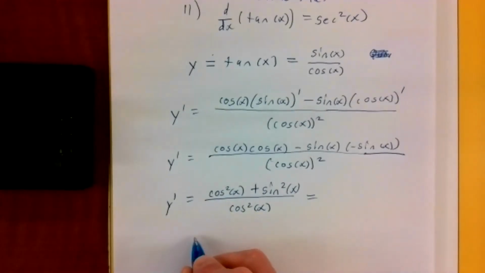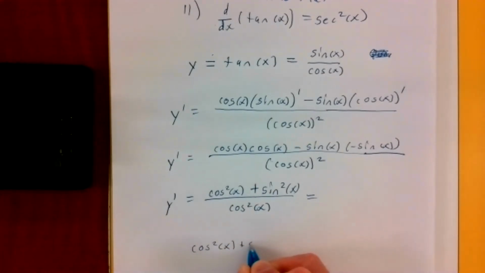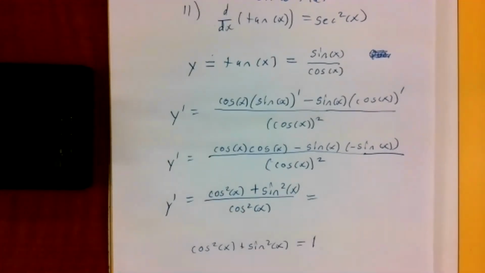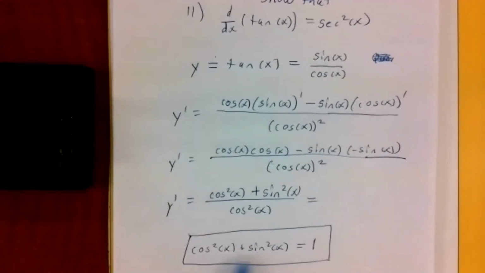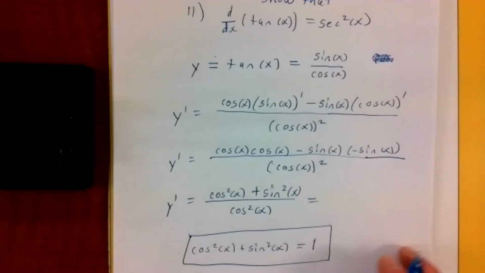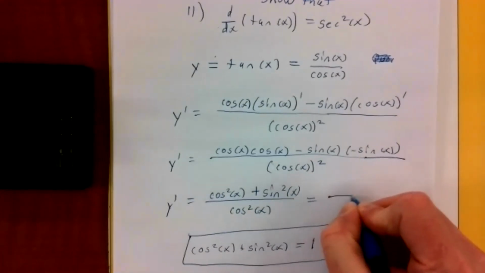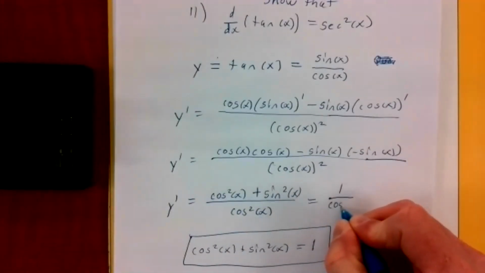But there's a rule in trigonometry, the Pythagorean identity: cosine squared x plus sine squared x is equal to 1. That's because of the unit circle, basically, because if you think about x squared plus y squared with a radius of 1, it's almost like the equation of a circle. Anyway, this is one of your main Pythagorean identities. So the top is equal to 1.